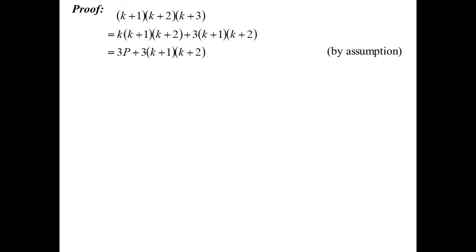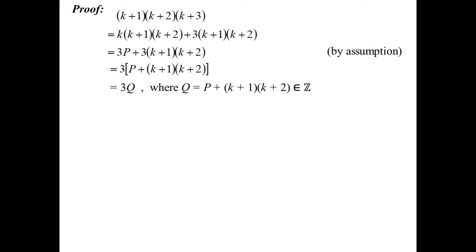I've got my assumption, k plus 1, k plus 2, and that is our assumption, 3p. The other one is 3 times k plus 1, k plus 2. So I can factorise that with 3. So 3 times p plus k plus 1 times k plus 2. Well, that's got to be an integer. Because if I add 1 to an integer, I'm going to get an integer.